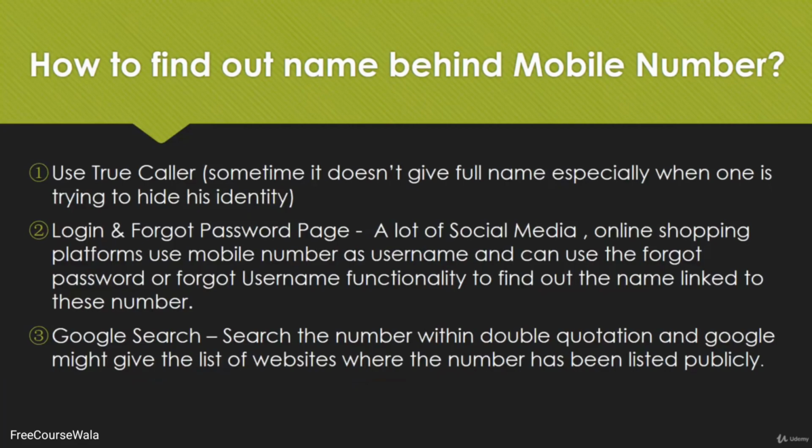Now let's talk about how to find out the name behind a mobile phone number. There are also three methods to determine the name behind a mobile phone number. The first one is using Truecaller. You just need to open that application on your mobile phone or maybe in the browser. Just type the number and you will get the details of the person.